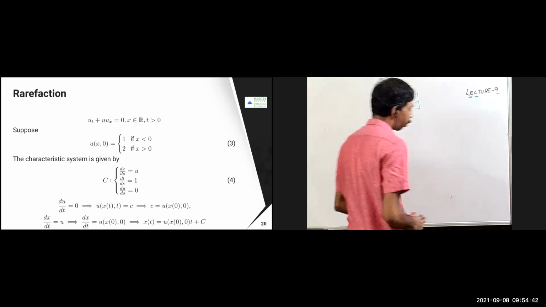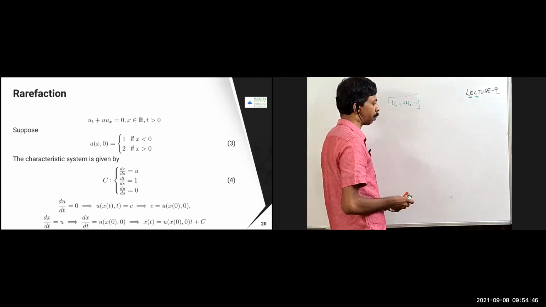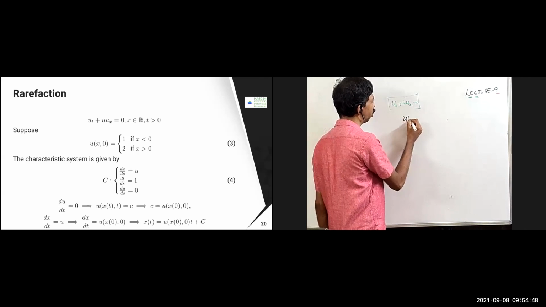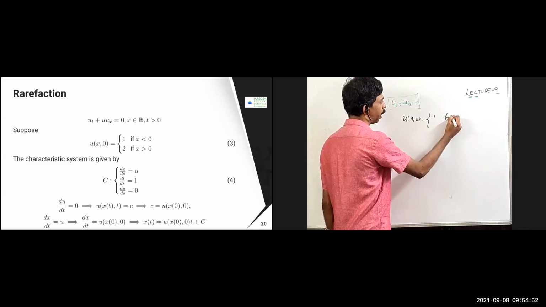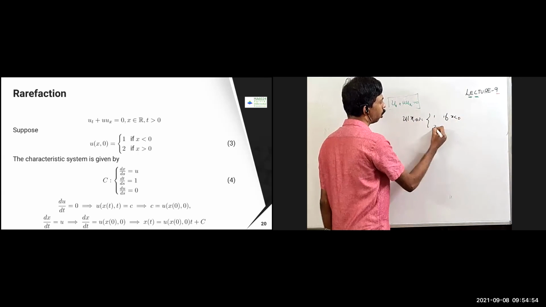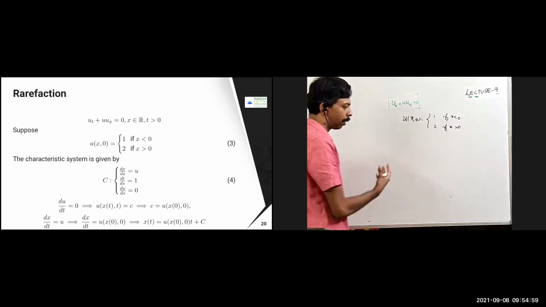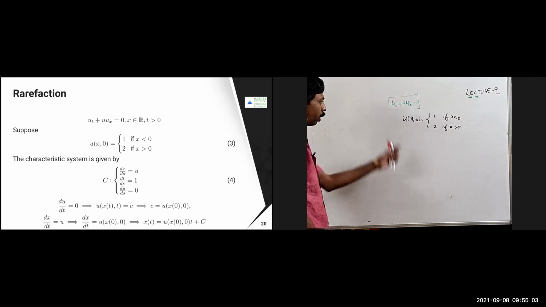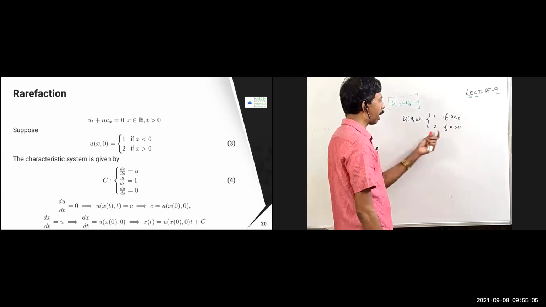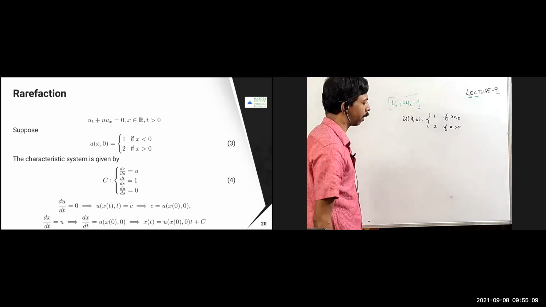So I'm having an initial condition that is discontinuous. u of x comma 0 equal to 1 if x is less than 0, and 2 if x is greater than 0. So this is a discontinuous domain. Here it is the discontinuous part. I'm not talking about what happens at x equal to 0; I'm just giving x less than 0 and x greater than 0.